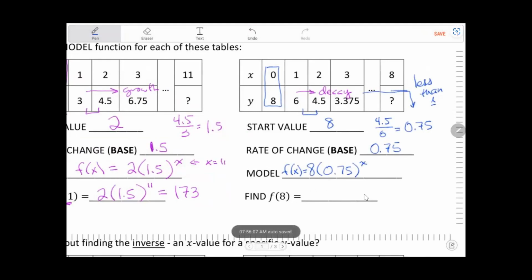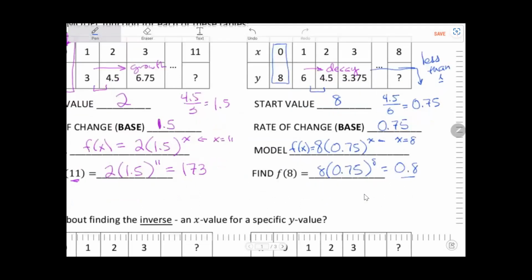So for f of 8, we're going to put an 8 right here. What happens when x equals 8? That's going to be 8 times 0.75 to the 8th power. We're going to put that in our calculator. 8 times 0.75 to the 8th power gives me 0.8 and a bunch of other decimals, but I'm just going to call it 0.8. All right, so hopefully yours came out the same way.